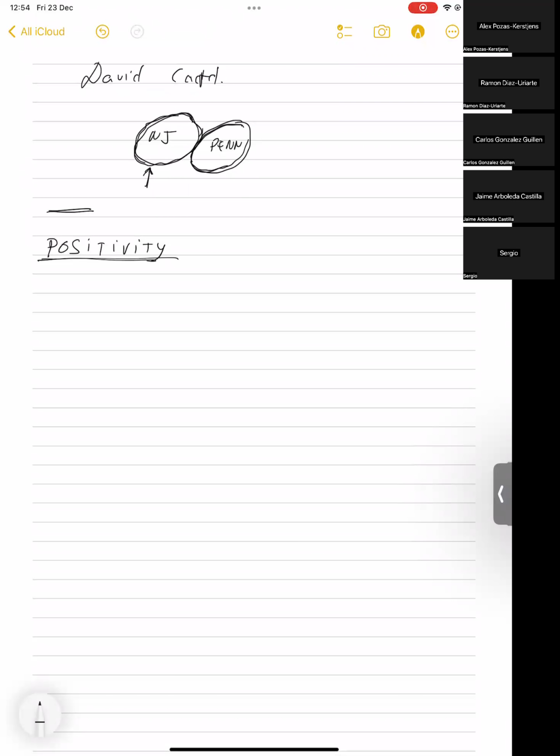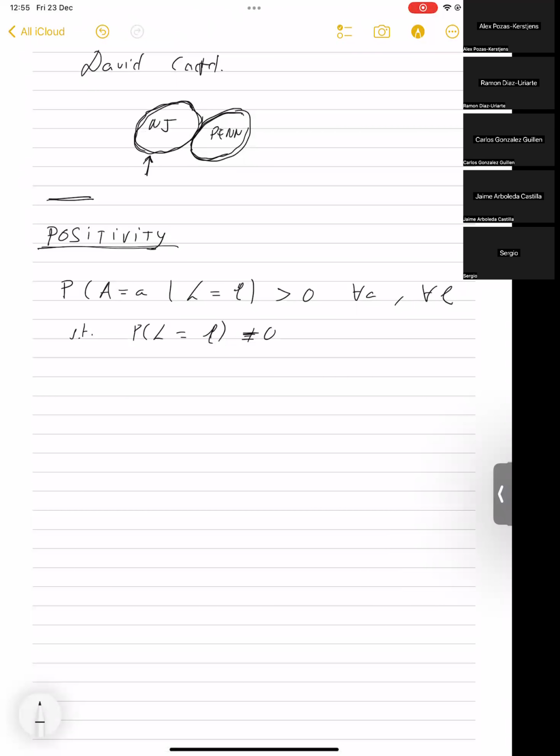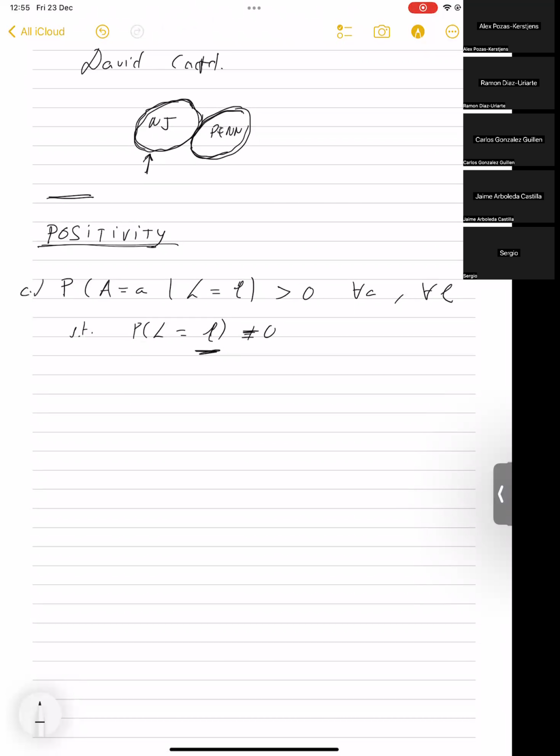So what positivity means in general is that the probability of receiving treatment level A conditional on L, on the covariate cell, is greater than 0 for all A and for all levels of L such that the probability of L equal to l is different than 0. Of course, if we have a level of covariates such that there are no people with that level, we could define a new covariate L that excludes this group, and then we just need positivity within those new levels. Okay. In fully randomized experiments, positivity means that the probability of A equal to a is greater than 0 for all a.